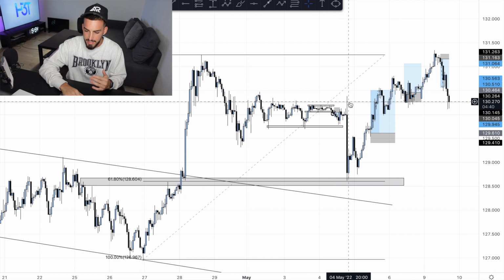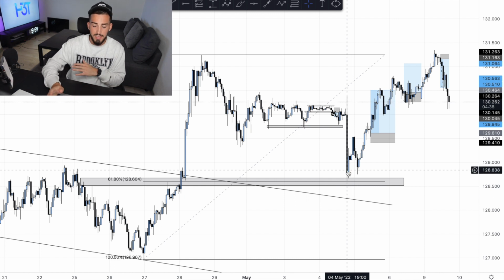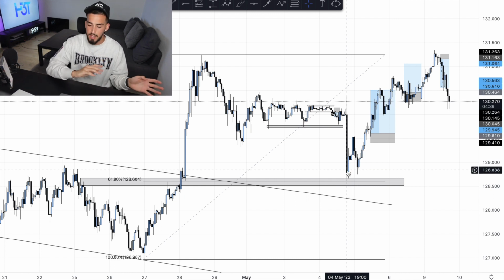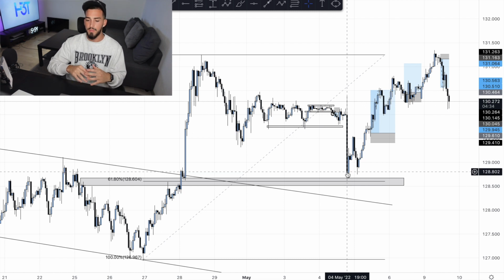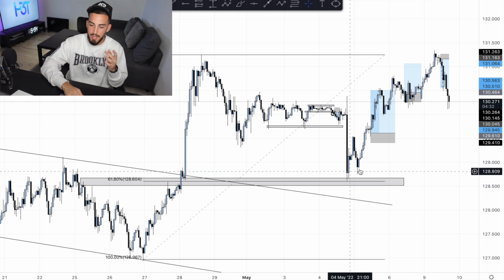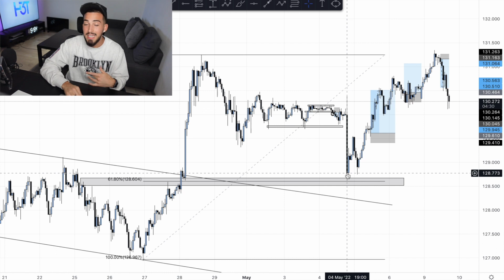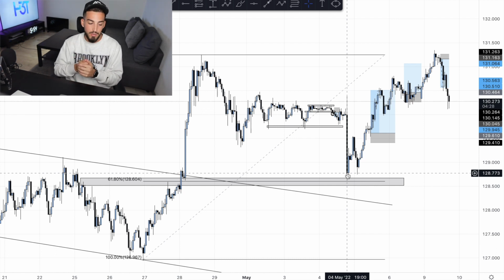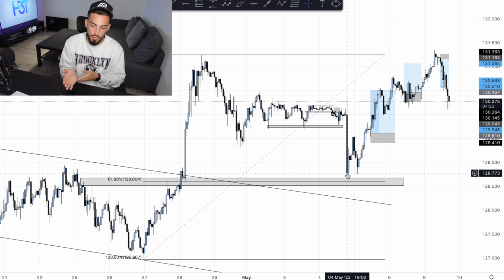A lot of people see this massive bearish candle, they're completely ignoring what's going on in the market, and they think, oh, okay, price is bearish now. But if you look at this candle, this was clearly just a liquidity or stop hunt candle, basically price going to where it needed to be.